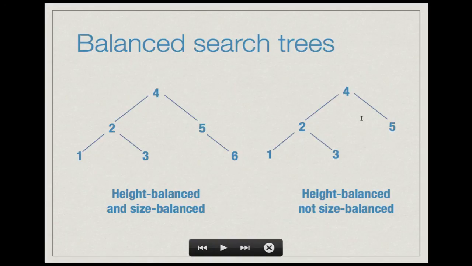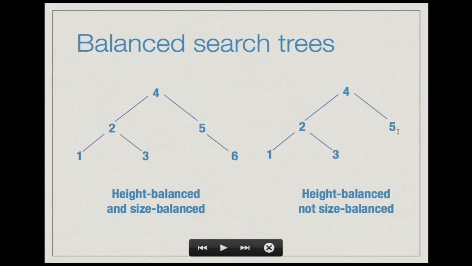The tree on the right is height balanced, but it is however not size balanced. If you take the overall tree, the height of the left subtree is 2, because there is one node here and it has 2 children. The height of the right subtree is 1. So the difference is 1.